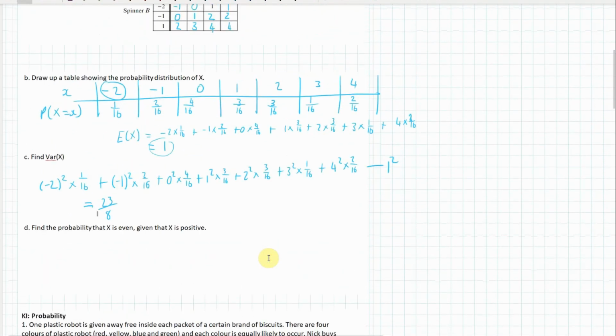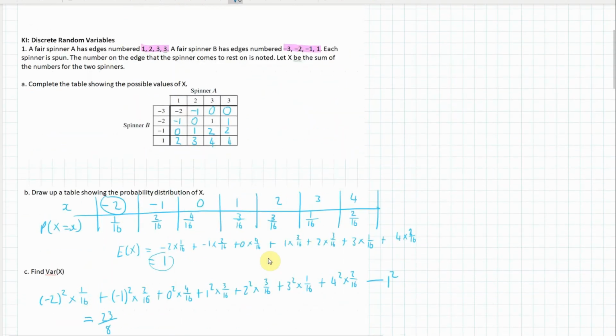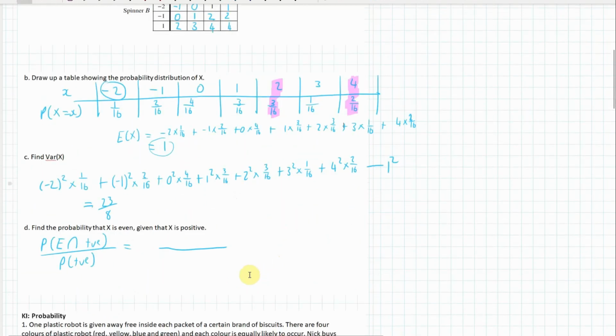Find the probability that x is even given that it's positive. Okay, so this is the probability that it's even intersection with positive over the probability that it's positive. Now this is equal to, now probability even and positive. So even and positive, we can look at those. So that's even and positive, and that's even and positive. So that to me is 5/16.